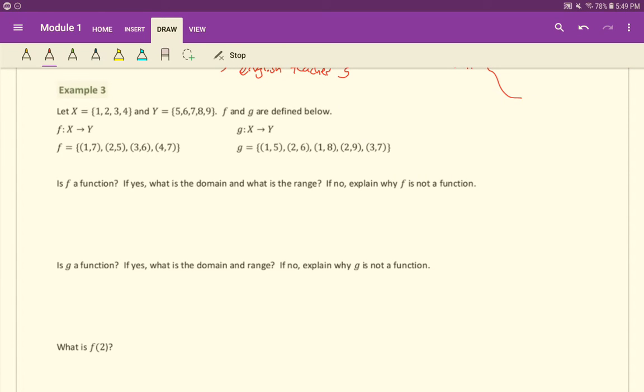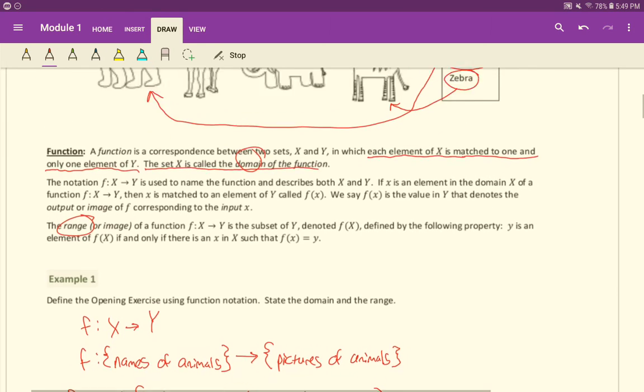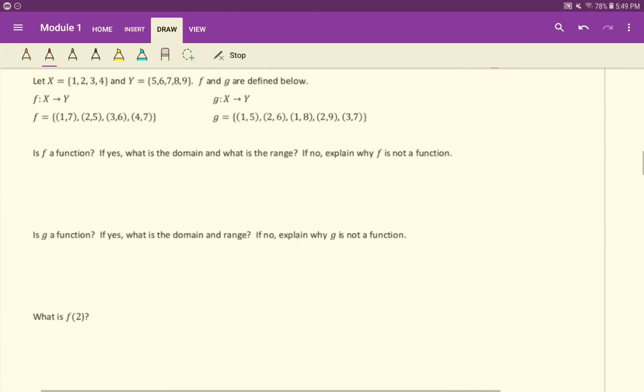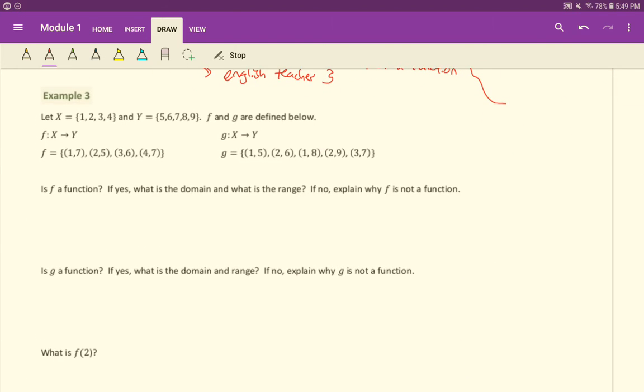Alright, so this is the third and final video for our first lesson in Module 1, dealing with representing, naming, and evaluating functions. Example 3 states that we're going to let capital X equal the set that contains the numbers 1, 2, 3, and 4, and capital Y is going to equal the set that contains the numbers 5, 6, 7, 8, and 9. We also have two functions listed here.